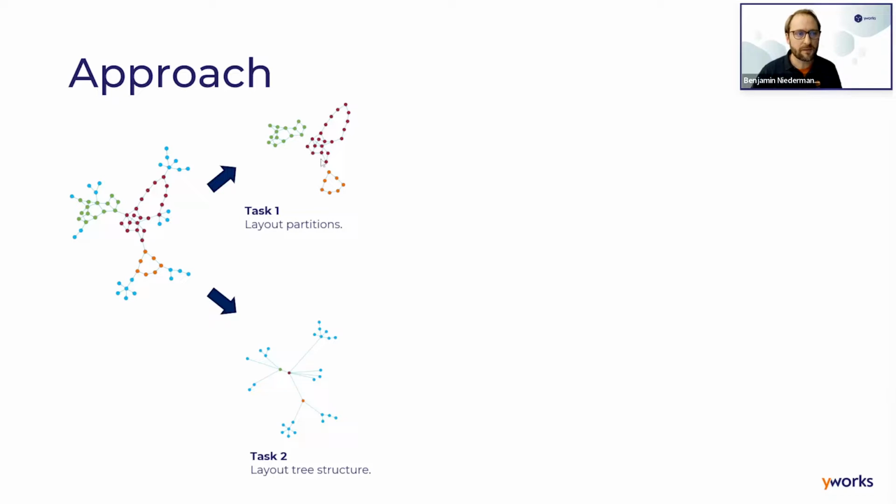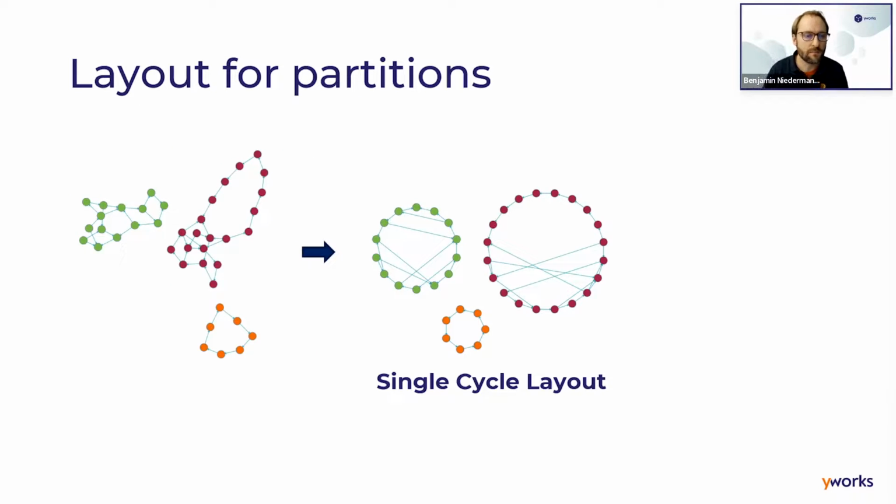So let's talk first about task one, about layouting the partitions. And there's one simple possibility, namely that we just use the single cycle layout algorithm that is also offered as a standalone algorithm by the yFiles library. What it does is it places the nodes, for example, for the green partition on a circle, and it decides the order of the nodes such that the number of crossings is minimized between the edges. And this we apply on all partitions, and so then we get a simple layout for our partitions.